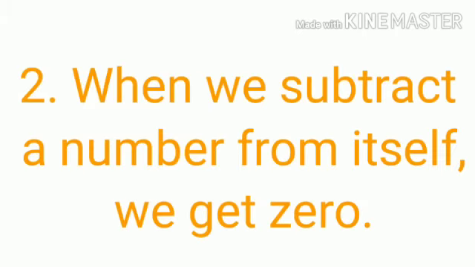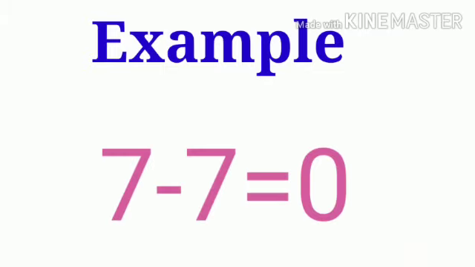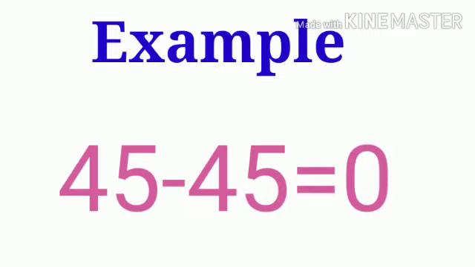The second property is when we subtract a number from itself, we get 0. We will discuss it with the help of example. If we subtract 7 from 7, we get 0. 7 minus 7 is equal to 0. Let's take another example. If I subtract 45 from 45, 5 minus 5 is 0, 4 minus 4 is 0. We get 0 as difference.